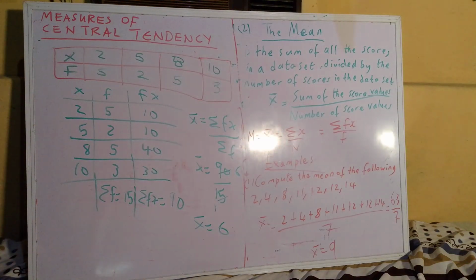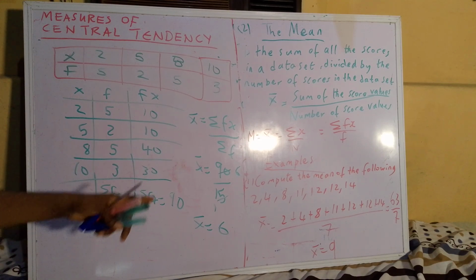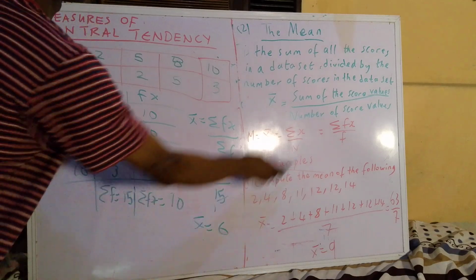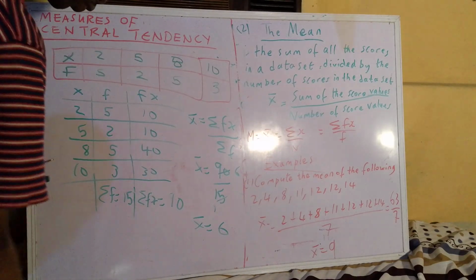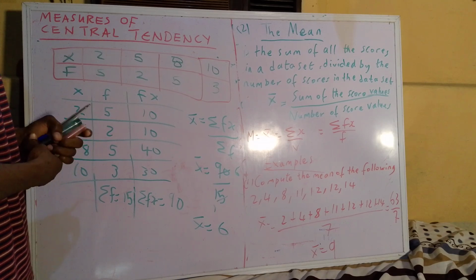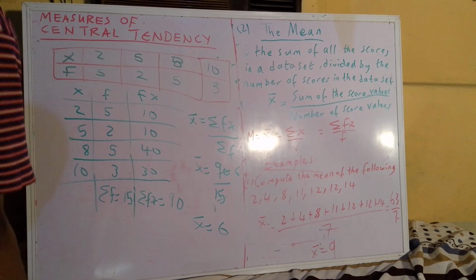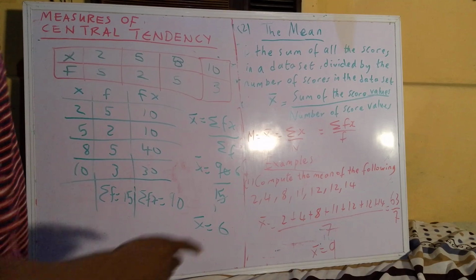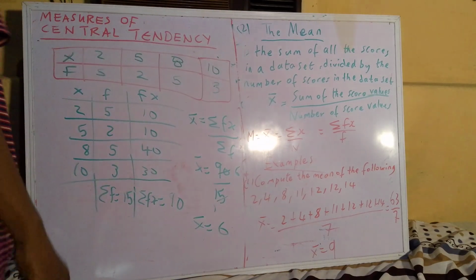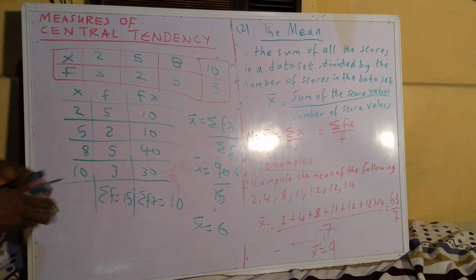That's how you calculate it if it comes in this form. But if it is in the form of discrete data, you can use that method. But what of when it is in the form of group data or in form of intervals? They have class intervals. Let's go straight to that. I don't need it to be unnecessarily long.